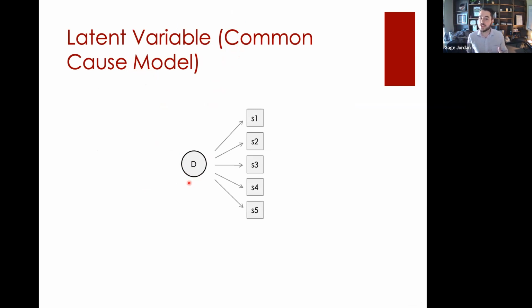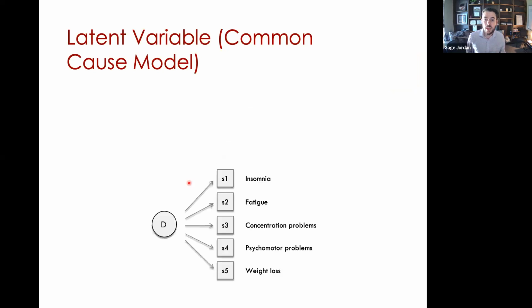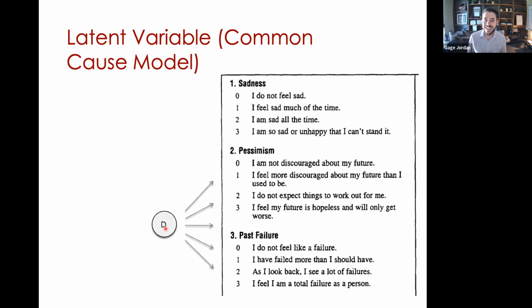There's something maybe inside the person, we'll call that D, maybe D for disease, that's associated with insomnia, fatigue, concentration problems, psychomotor problems, so feeling sort of slowed down or agitated, weight loss, weight gain, and so on and so forth. And we'll actually go ahead and call that D depression. And this is effectively what we're trying to get at when we give somebody a BDI. This is an example, the first three items of the BDI.